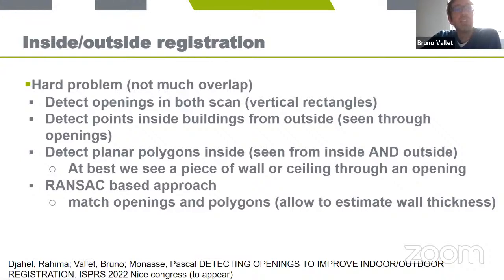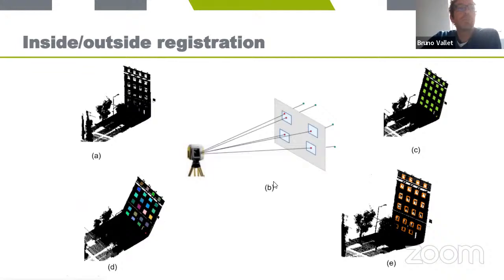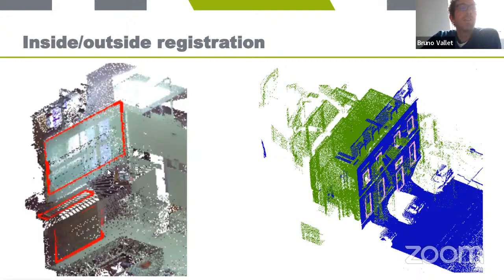And we also added the detection of planar polygons for the points that are inside, because in fact, what you can see through an opening is basically a bit of wall or a bit of ceiling, and that's a planar polygon. Finally, we used the RANSAC-based approach also to register these polygons and openings, and that's the kind of results we get. So that's the openings detection from outside. On the left, you have the openings detection from the inside. And on the right, you have the result of the registration of an indoor point cloud with an outdoor point cloud.